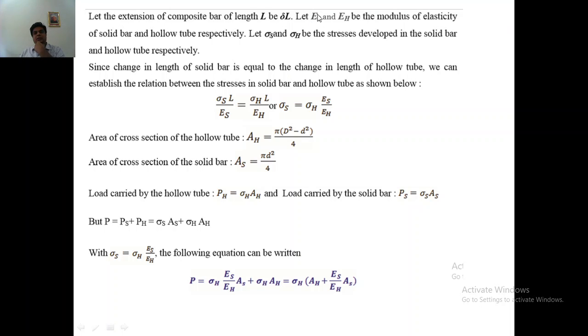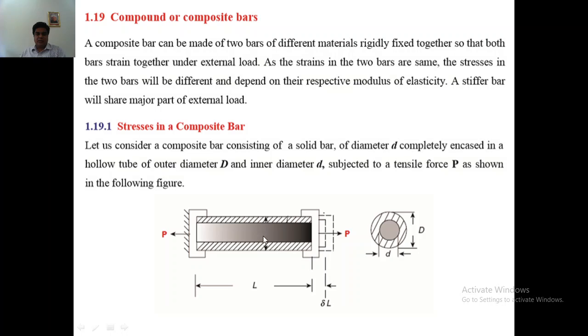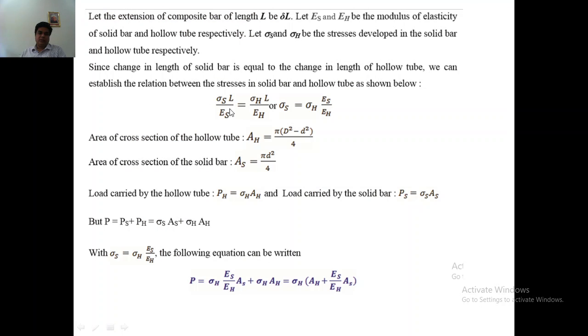We will take ES and EH, where E is the Young's modulus, S is for solid, and H is for hollow bar. Similarly, we take sigma for the stress in the solid bar and the stress in the hollow bar, and we have this particular equation. The main criterion here, the equation of compatibility, is that delta L, the change in length of the bar, should be the same. So the change in length of the solid bar should be equal to the change in length of the hollow bar. The change in length formula is PL by AE, or sigma L by E.